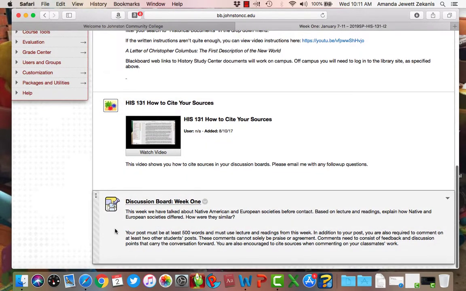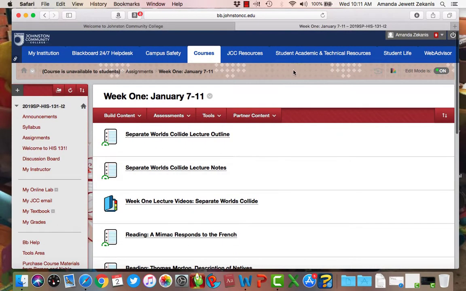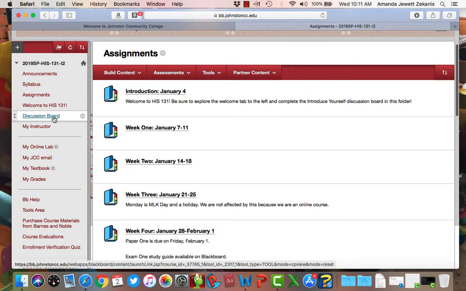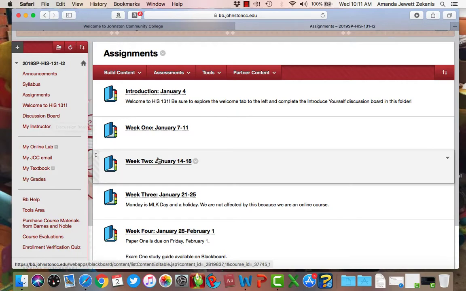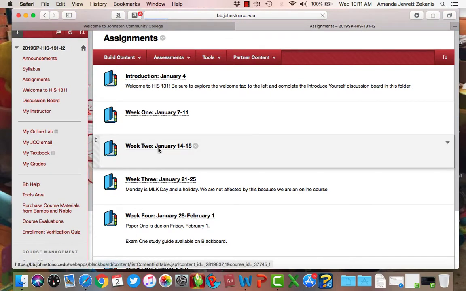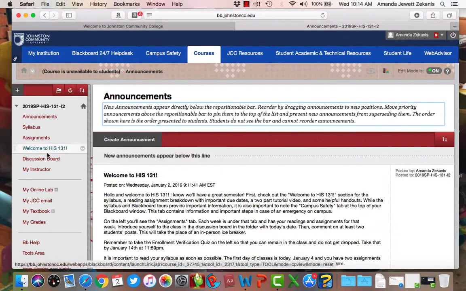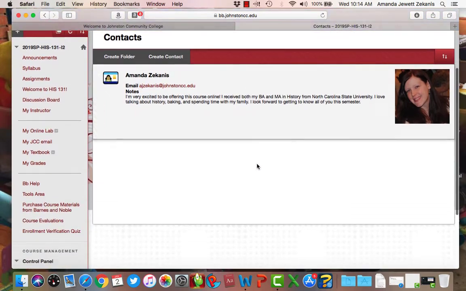And at the very bottom, here's week 1's discussion board question. It's going to be, how did Native and European societies differ before contact and how were they similar? That'll be due on the 11th, just like your Introduce Yourself discussion board. So that is the Assignments tab. Everything is in there. All the discussion boards are linked in there, so you don't necessarily have to go to this discussion board tab over here. If you're in the week and you're watching the videos and reading stuff, then the discussion board's right in here.